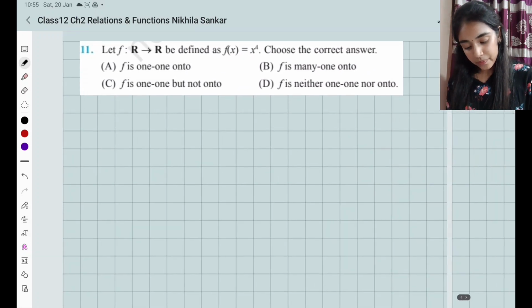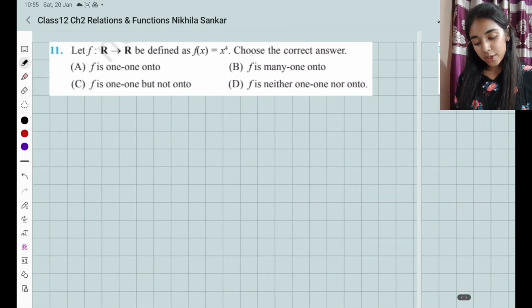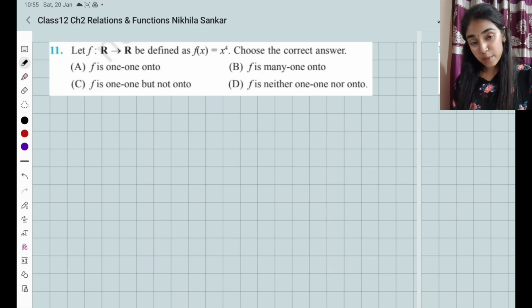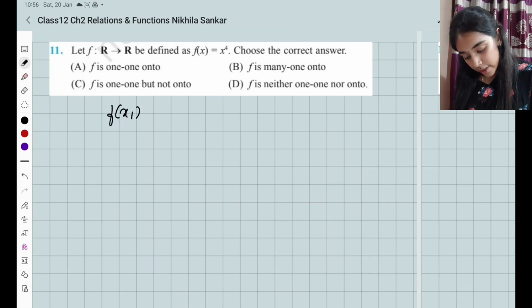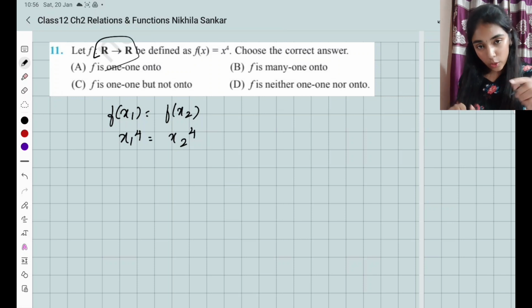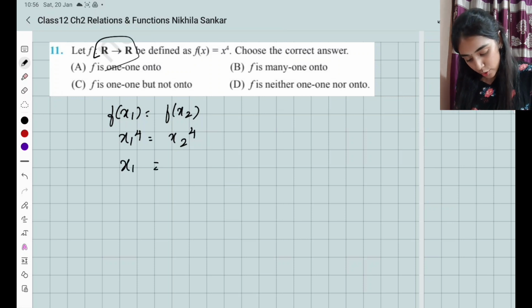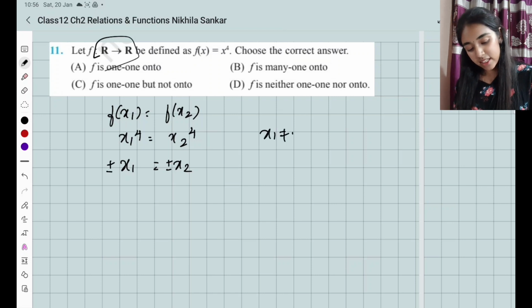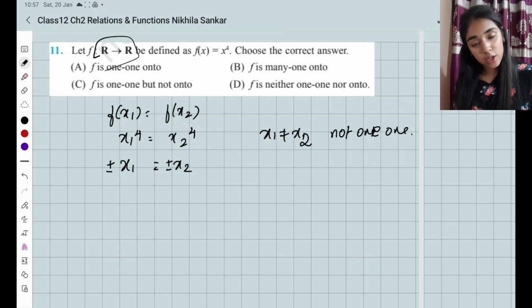Question number 11. f from R to R is defined as f of x equals x power 4. Choose the correct answer. Now x power 4, which means you have f of x1 equals f of x2. You have x1 power 4 equals x2 power 4. But when you take 1 by 4 on both sides, you have to remember that it is all real numbers, so you will definitely have plus or minus. So, what do we see? You have x1 not equal to x2 and hence this is not 1, 1. Okay? Not 1, 1 is done.